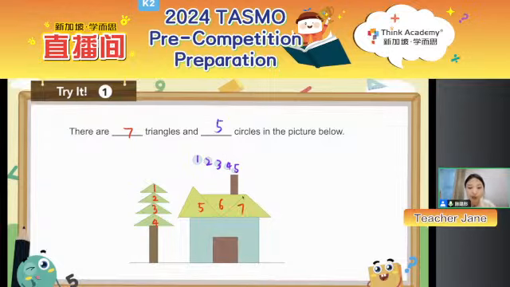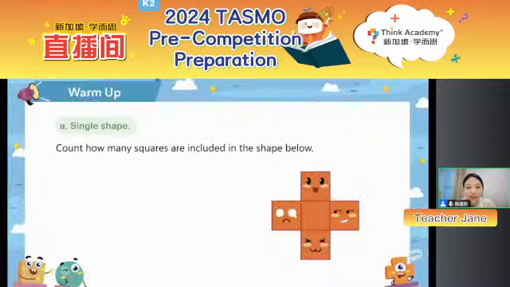Okay, anyone else? Probably no more already, right? Okay, so this is the final answer. If you get the correct answer, please give me a big thumbs up. Yes, perfect. Then everyone, this time, let's try something different. How many squares are included in the shape below? You can type your answer in the chat box, okay?